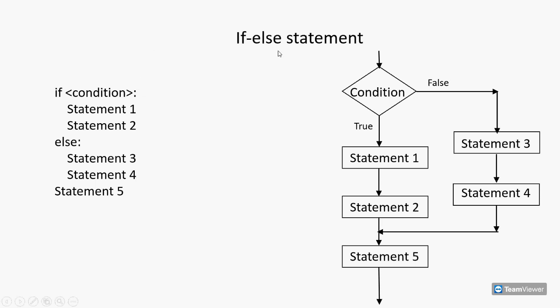So here is the working. Here the condition is evaluated to true, therefore the statements 1 and 2 are getting executed, and if the condition is evaluated to false, then the statements 3 and 4 inside the else are getting executed. After that, the statement 5, which is without indentation and therefore lying outside if and else, would get executed. So let us now look at another program which will use the if else statement.